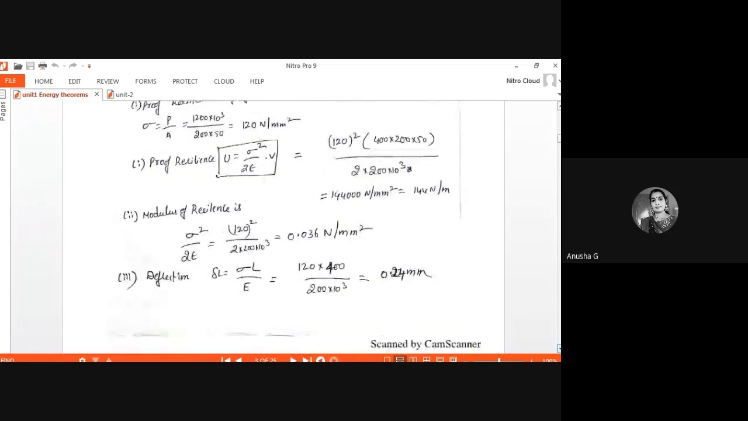Next, modulus of resilience. One formula is the modulus of resilience is the ratio of strain energy per unit volume. Strain energy ante ikkada vachindi 144, divided by unit volume veste you will get this one, or otherwise directly you will write sigma square by 2 into E.